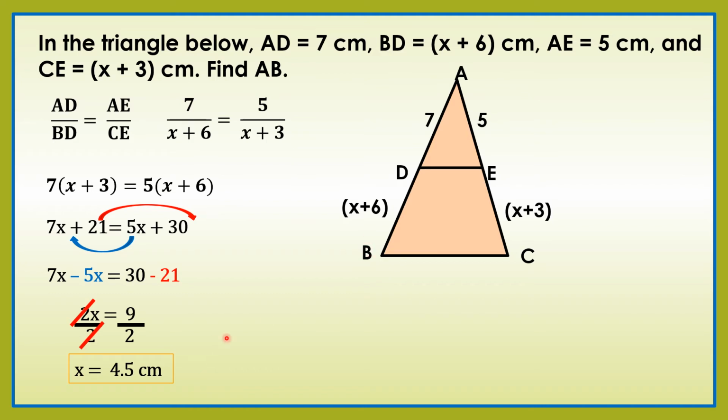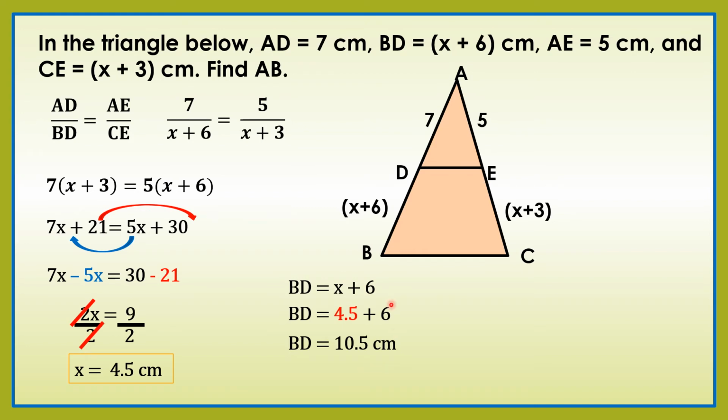So, meron na tayong x, pwede na nating isolve yung measure ng BD by substitution. So, ang BD natin ay x plus 6, ang x natin ay 4.5. Then, add the 2. Therefore, ang BD natin ay 10.5 centimeters.